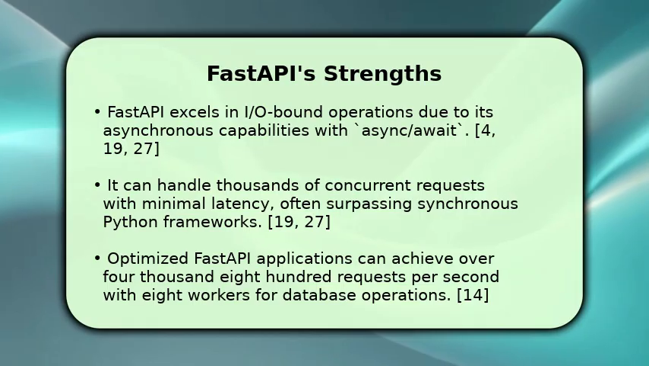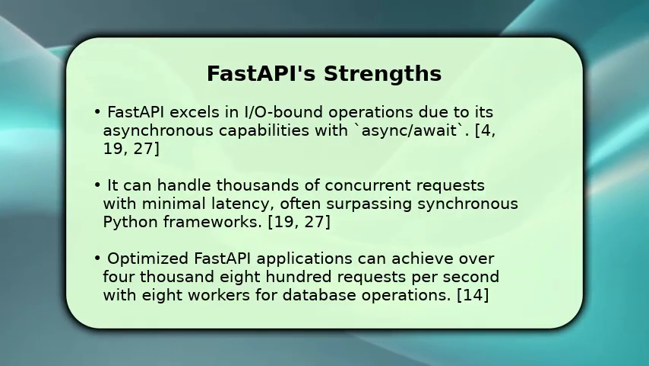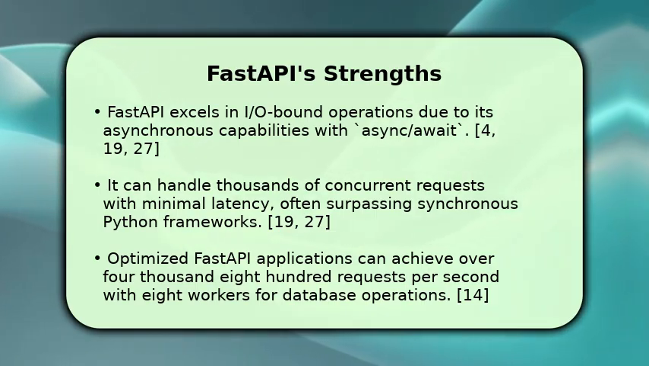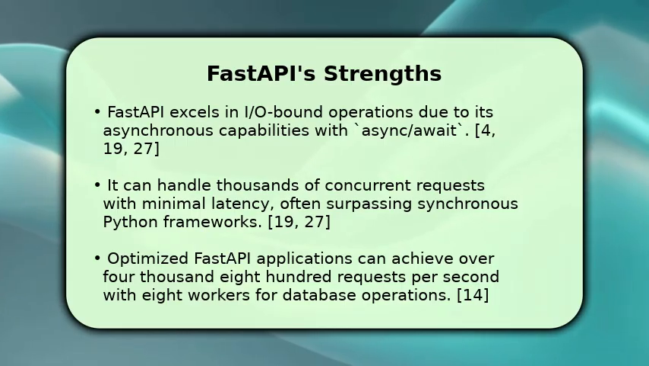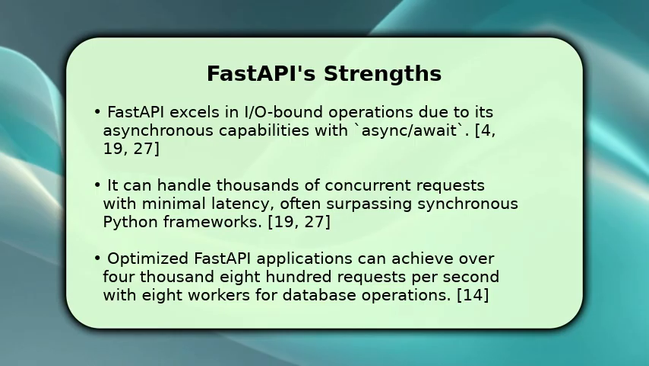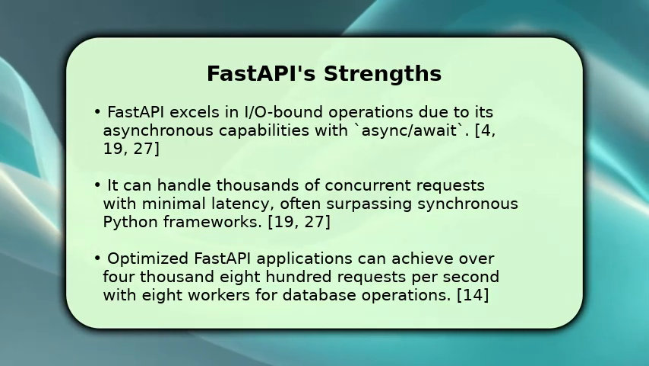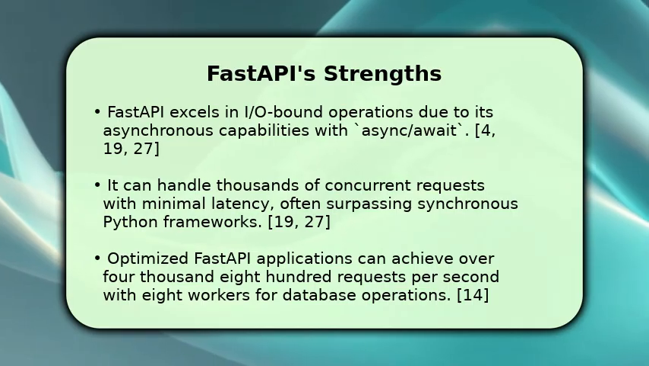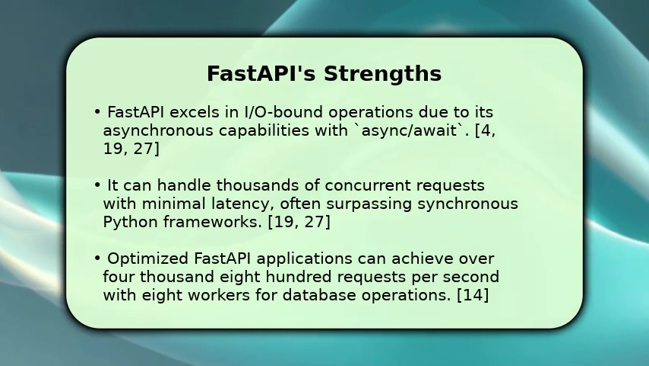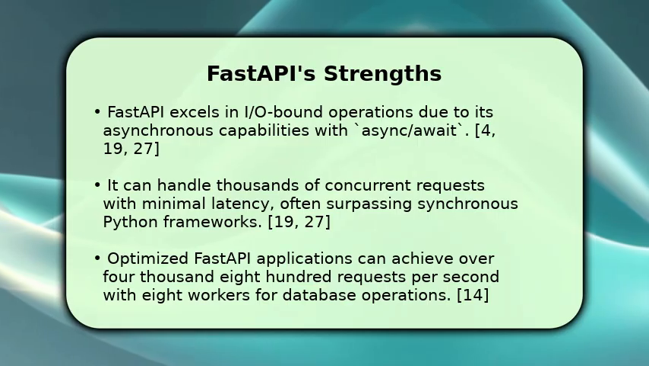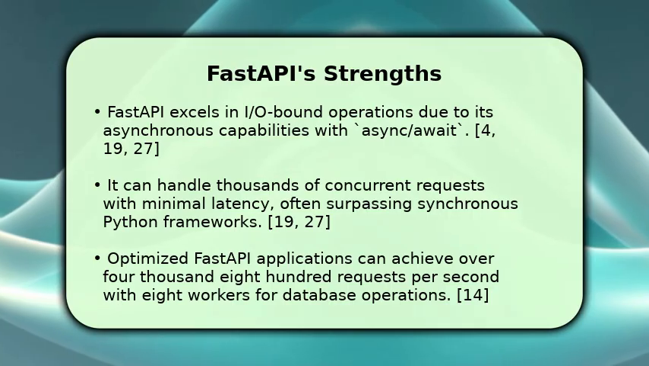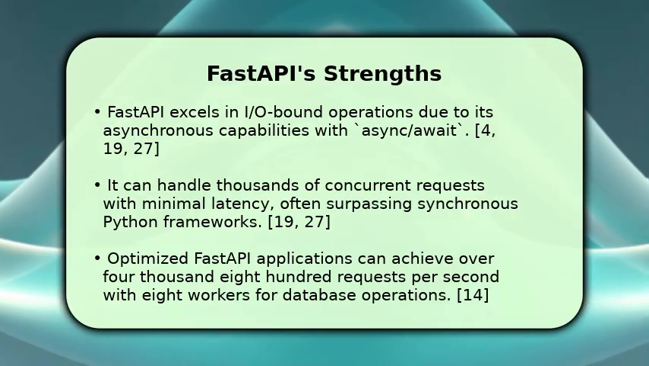FastAPI shines particularly in scenarios involving heavy input/output operations. Its asynchronous design, utilizing Python's async/await syntax, allows it to efficiently manage numerous concurrent requests, leading to impressive throughput and low latency. Benchmarks show optimized FastAPI applications can process over 4,800 requests per second with 8 workers for database tasks. Furthermore, with careful optimization, its memory footprint can be quite small, potentially reducing base RAM usage from 140 megabytes to just 48 megabytes in some cases.